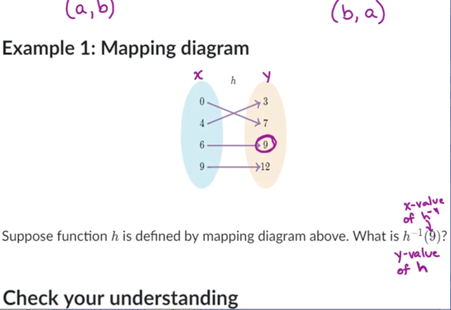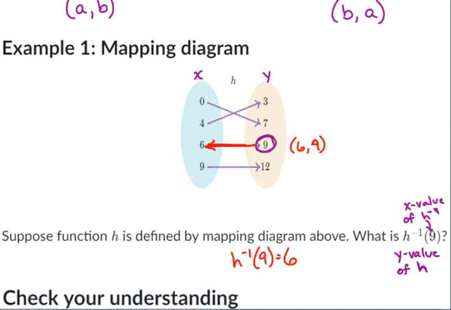So the answer to this question is, what does it map to? It maps to 6. h inverse of 9 is equal to 6. Because on the original, we would have the point 6, 9. So on the inverse, we have the point 9, 6. We're just flipping the places there. Okay, we're just switching x and y.